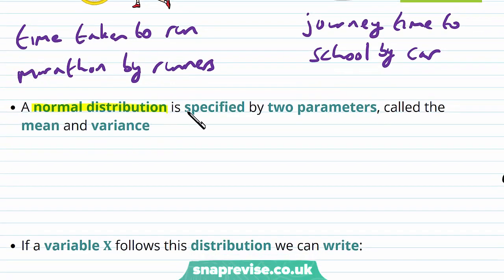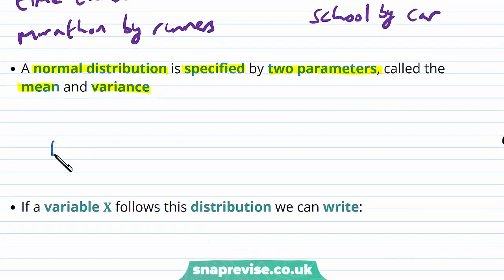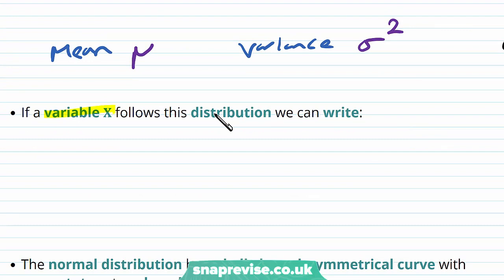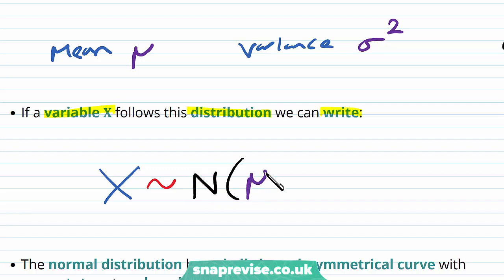A normal distribution is specified by two parameters, called the mean and the variance. We write the mean as mu and the variance as some number sigma squared. Recall that in general the square root of variance is the standard deviation, and so sigma on its own would be the standard deviation. If a variable X follows this distribution, we can write that capital X is normally distributed, so the tilde symbol and then an N, with parameters mu and sigma squared. These are the mean and variance.